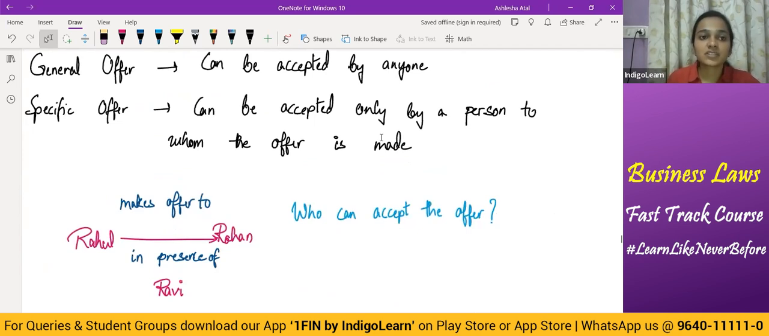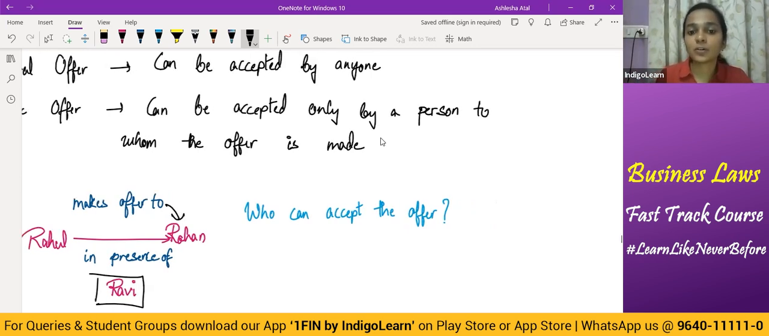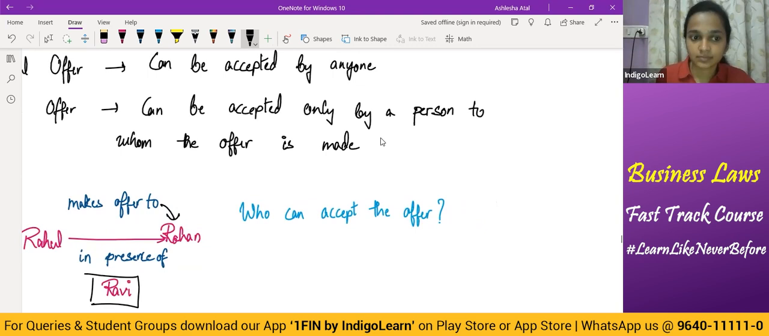There's a person, Mr. Rahul. Mr. Rahul makes an offer to Mr. Rohan. And when Rahul was making the offer to Rohan, Ravi was also present there. Basically, three friends were talking: Rahul, Ravi, and Rohan. However, Rahul makes an offer to Rohan in Ravi's presence. Now, my question here is, who can accept the offer?